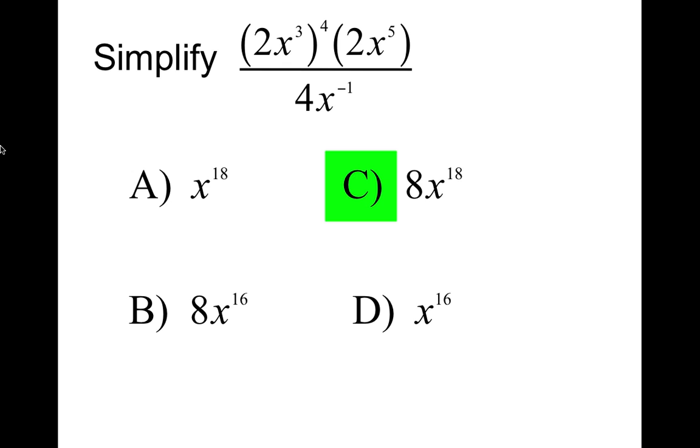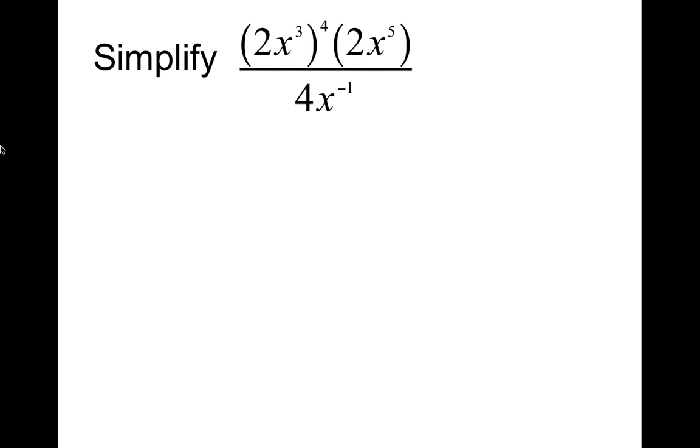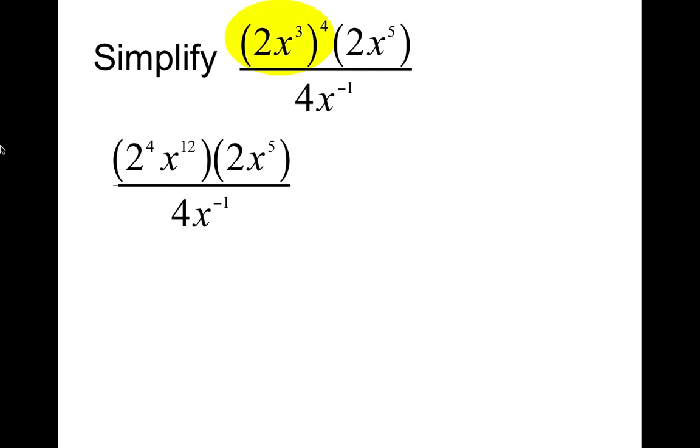This is a really hard problem. If you got it, good job. If you didn't, let's try to understand why. Just thinking about our order of operations, our PEMDAS first, we're going to want to deal with this exponent first. We're raising this 2x to the 3rd all to the 4th power. That means 2x to the 3rd times 2x to the 3rd times 2x to the 3rd times 2x to the 3rd. That's equivalent to raising the 2 to the 4th power and then multiplying the 3 times the 4.